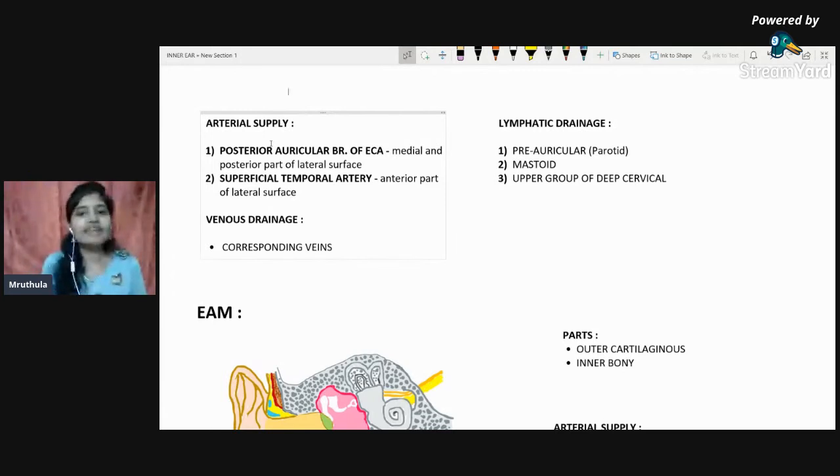Now lymphatic drainage is by three groups of lymph nodes: pre-auricular, which is the parotid lymph nodes, mastoid lymph nodes, and then the upper group of the deep cervical lymph nodes. So just know the names.